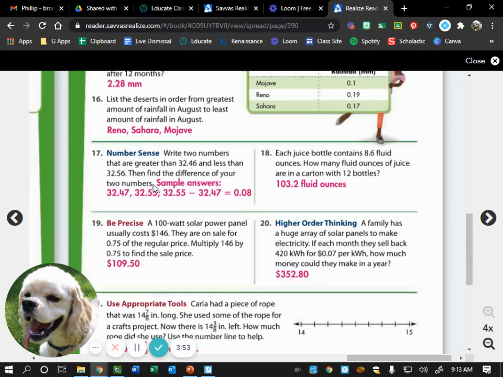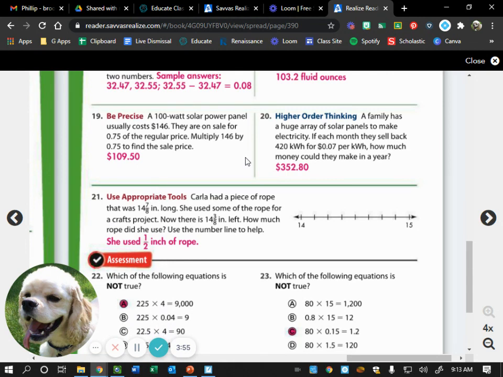Okay, then we had 19. Number 19 said, a 100-watt solar power panel usually costs $146. They are on sale for 75 hundredths of the regular price. Multiply 146 by 75 hundredths to find the sale price. When we multiply that, you would have gotten the numbers 10950.